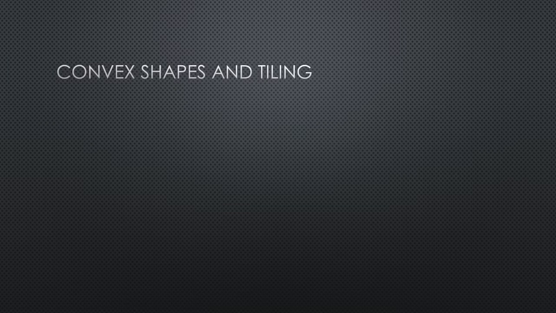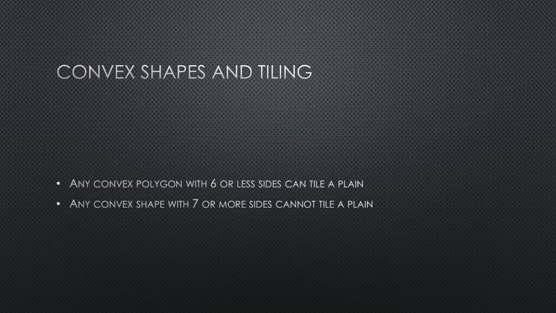How does this connect to tiling? Simply put, any convex polygon with 6 or less sides is able to tile a plane. As far as mathematicians are currently aware, if a convex polygon has 7 or more sides, then it cannot tile a plane.